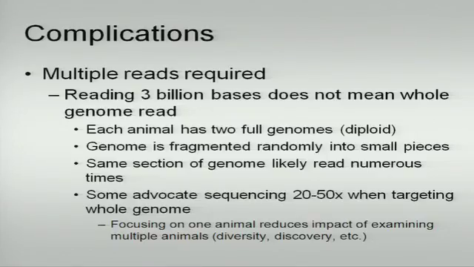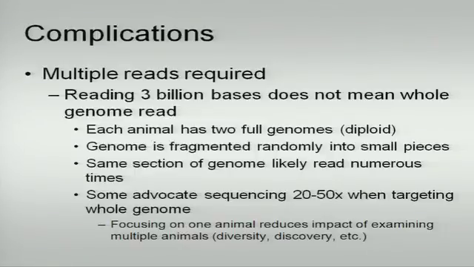Other complications, there's multiple reads required. Just because we read 3 billion bases does not mean the whole genome is going to be read. This is also a function of the random process of those small little bits of reads that I was showing you a little bit before. Just because we read 3 billion bases means we're generally reading several of those over again. And I think there was some math thrown out a little earlier, that approximately a third of the genome would be read once if we read 3 billion bases one time. Approximately a third would be read multiple times, and approximately a third might not be read at all.